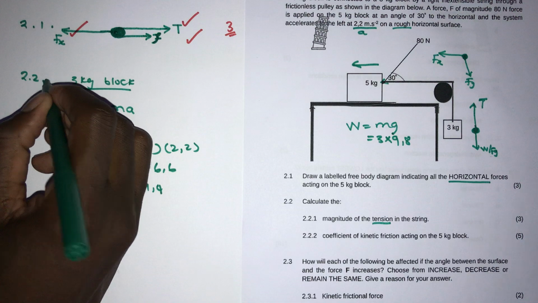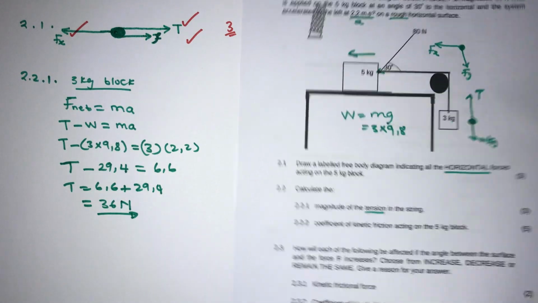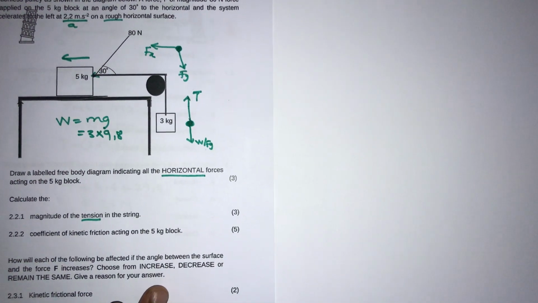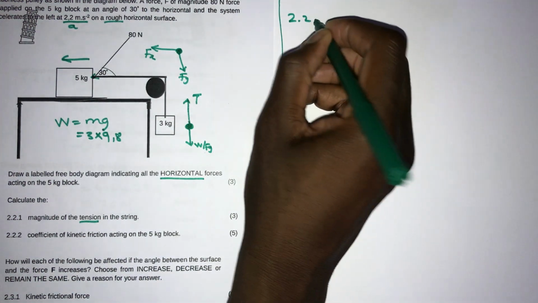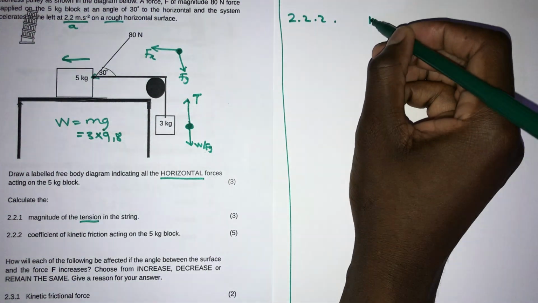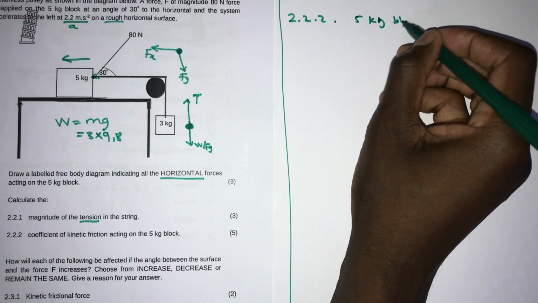2.2.2. Now we must calculate the coefficient of kinetic friction acting on the 5 kg block. So now we can focus on the 5 kg block.